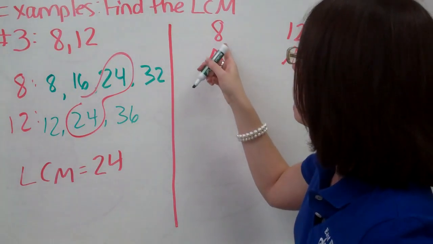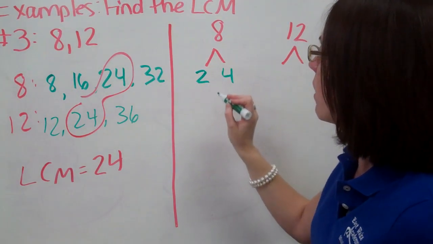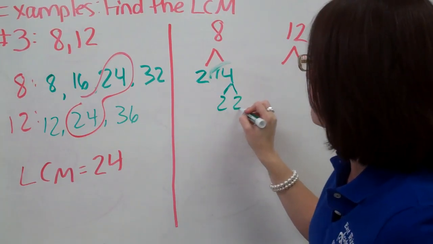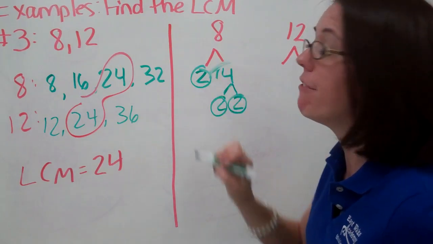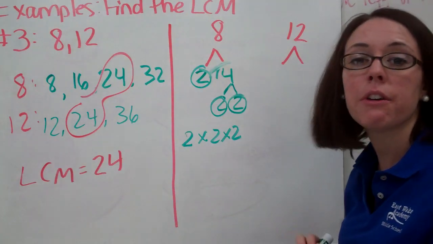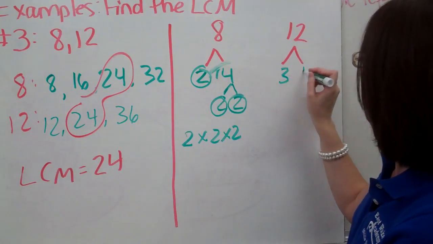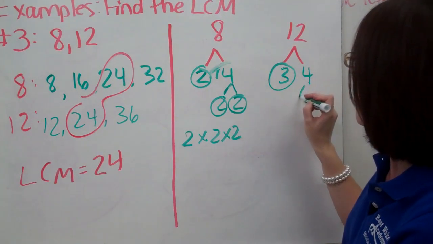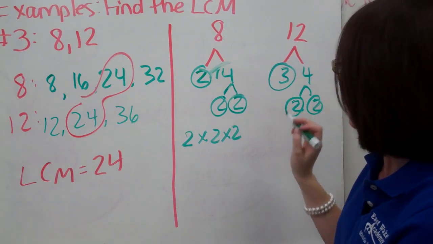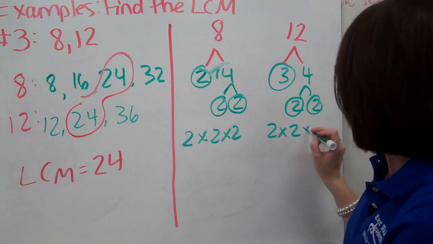The factors of 8 are 2 times 4. 4 we're going to break down to 2 times 2. Circle our prime factors, which are 2 times 2 times 2. Let's do it for 12. We can multiply 3 times 4. 3 is prime. 4 breaks down to 2 times 2. List that out. 2 times 2 times 3.